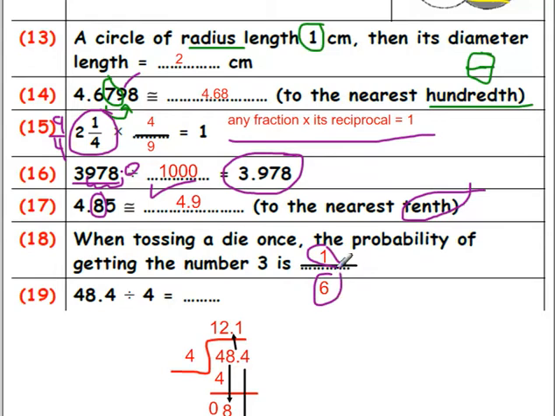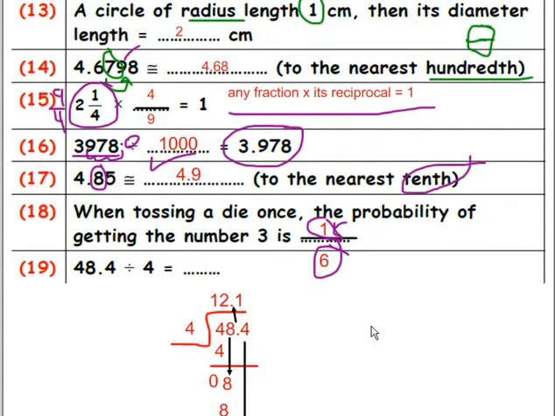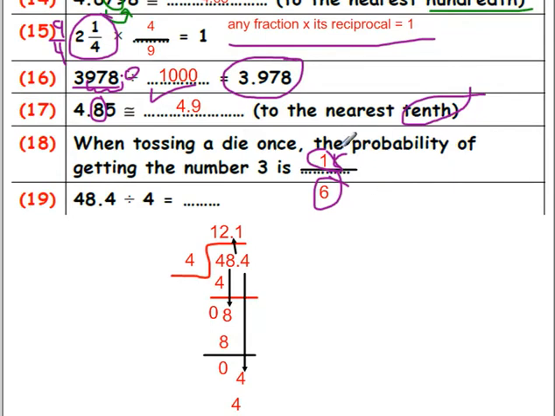Okay? The number you want, I have 1 and 3, so the number is 1. And the total, I have 1, 2, 3, 4, 5, and 6. So the total faces in the die equal 6. Okay, so the result will be 1 over 6.